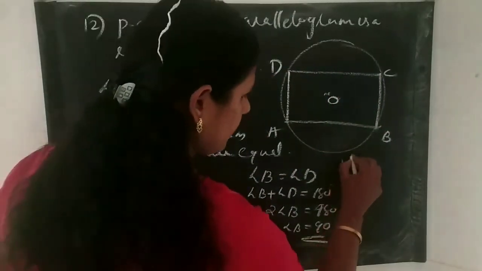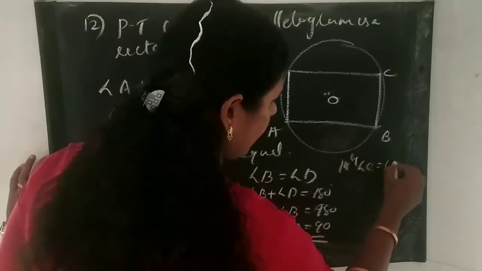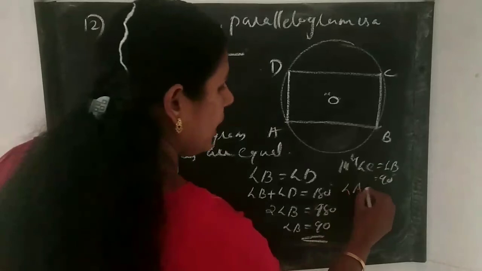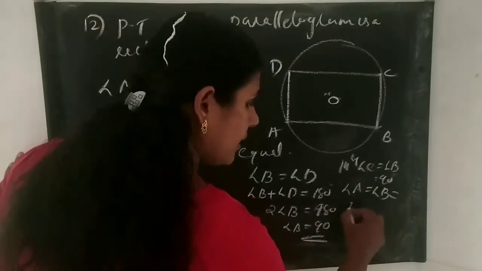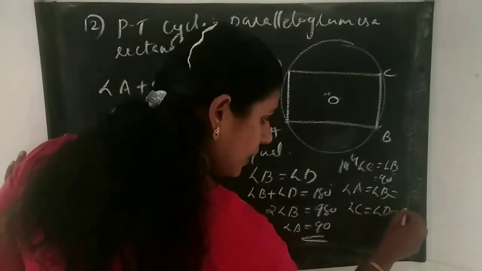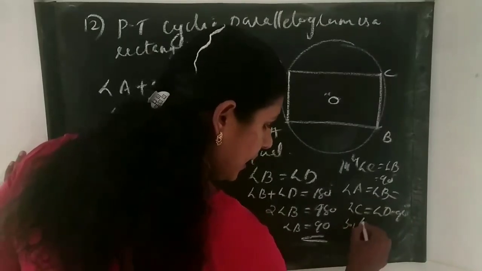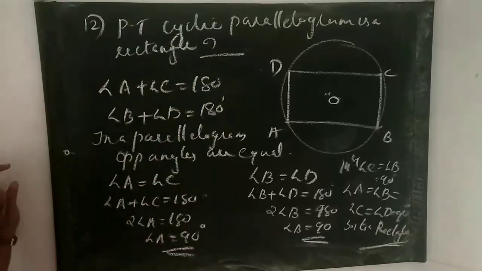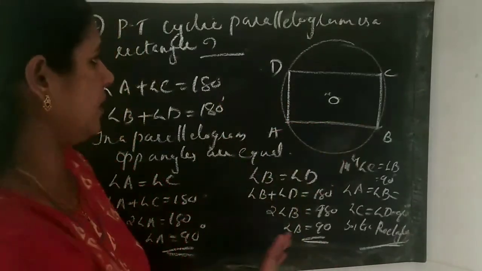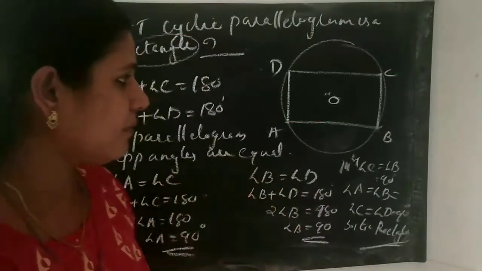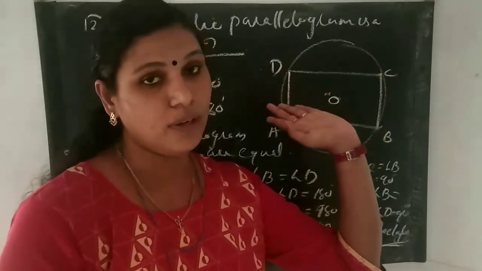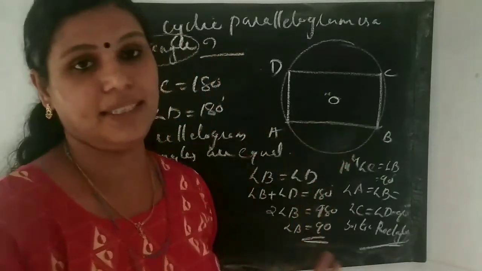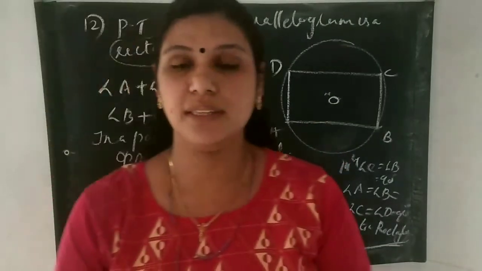Similarly, angle C equals angle B equals 90 degrees. So angle A equals angle B equals angle C equals angle D equals 90 degrees. So it's a rectangle. All angles are 90 degrees, so we get that it's a rectangle. If all the angles of this quadrilateral are 90 degrees, then it's a rectangle. So this is the last question in this chapter.